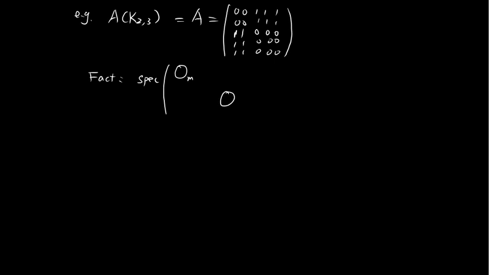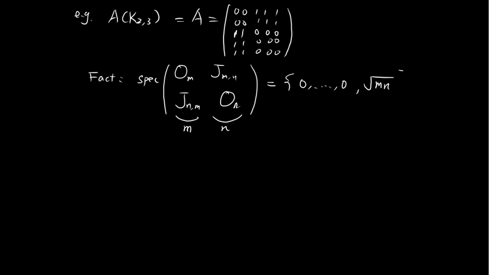O_M, and the J_MN, J_NM, this means here has M columns, here has N columns. The spectrum of this matrix is equal to lots of zeros and square root of M times N. In fact, it is plus and minus, but let's put the minus in the front because of the order. And so this is the fact about this kind of matrix.